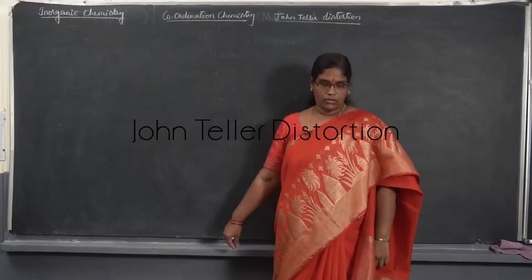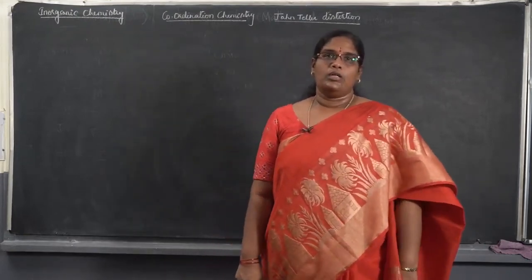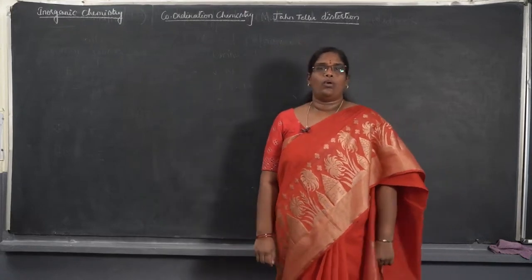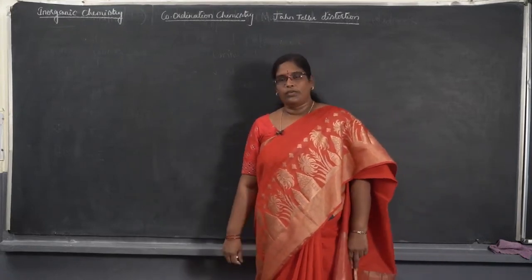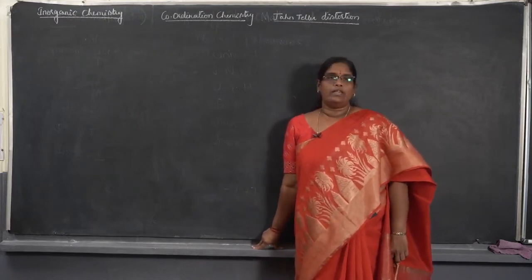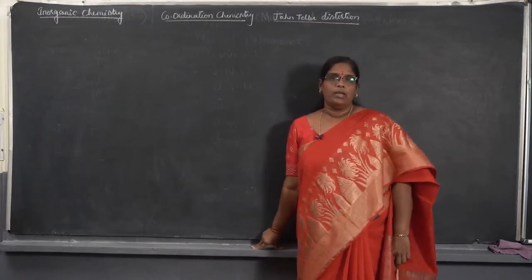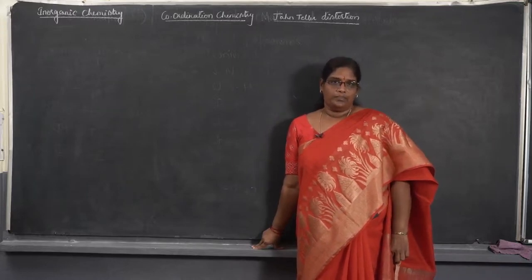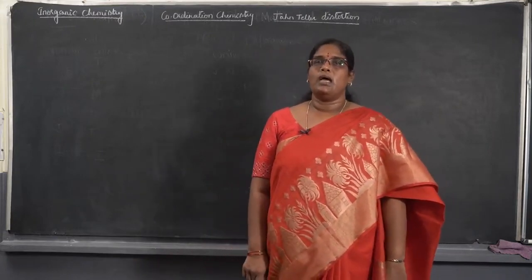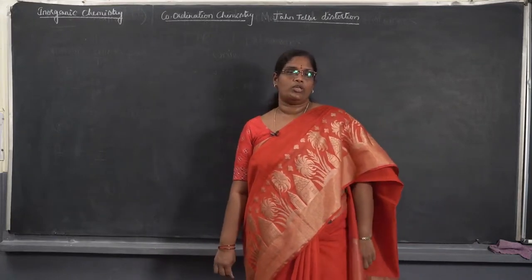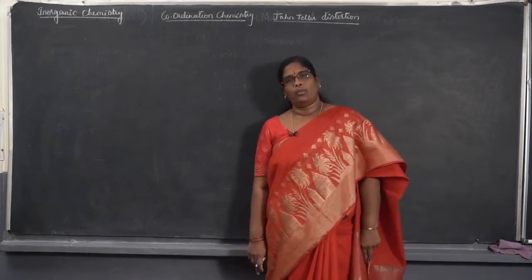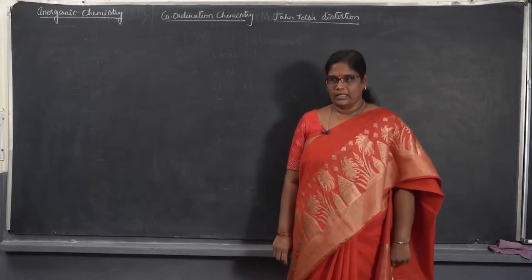Hello everybody. So today we are going to discuss Jahn-Teller Distortion, which is one of the most important topics in coordination chemistry. So first of all, what is meant by distortion? Distortion is a deviation from the regular geometry of the complex, and this distortion is mainly proposed to explain the square planar geometry of copper complexes.